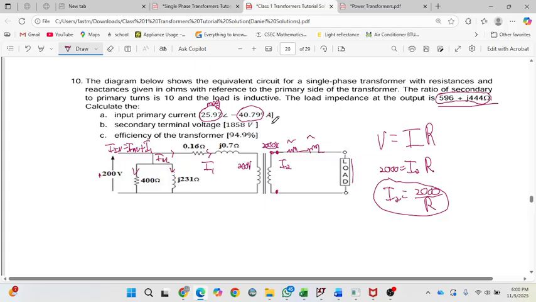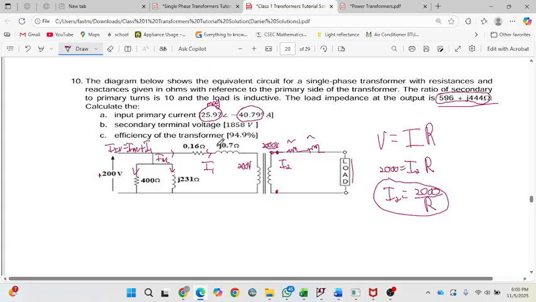But the trick is to know what you have to do. If they give you any information with the load, most of the time you have to start from that side, which means refer everything onto that side. If they give you more information with respect to the input part, refer everything to the primary side. You're just working on the side that you have the most information for. You don't have to work on the side that they give it to you. You just work on the side that you have the majority of information for.